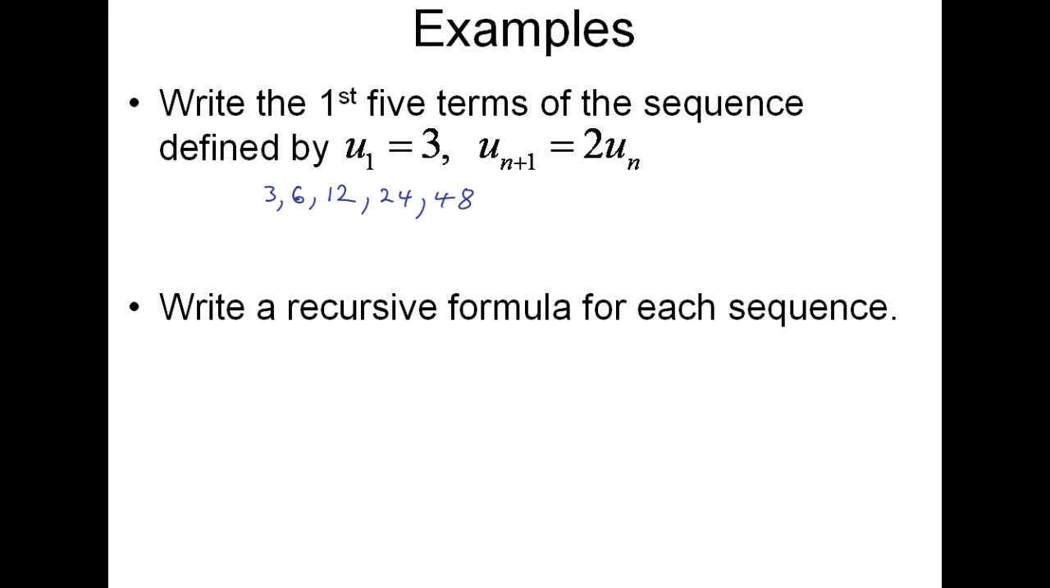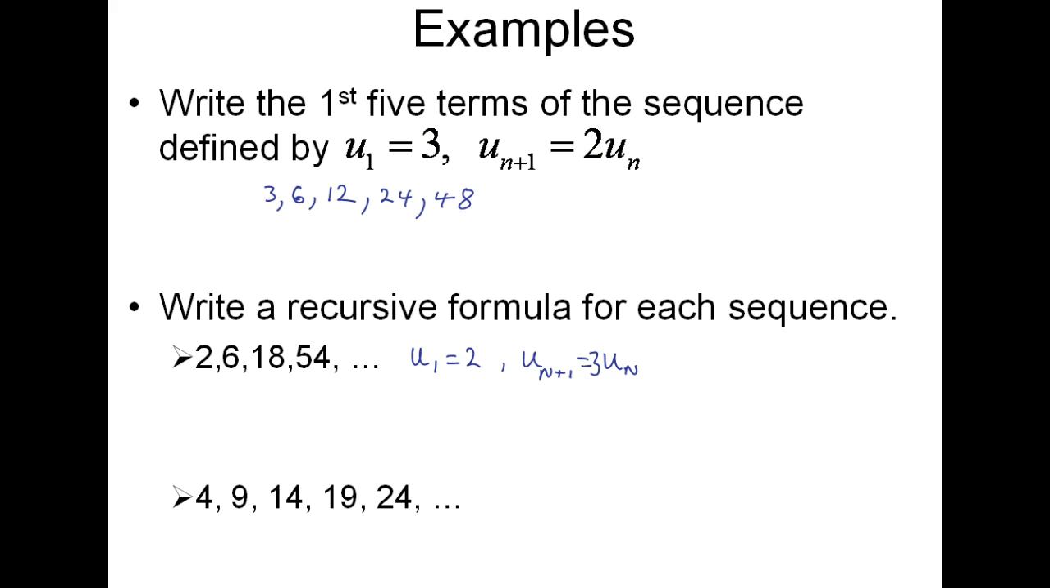Write a recursive formula for each of these sequences. So I've got 2, 6, 18, 54. So I know that my U sub 1 is equal to 2. And I look and see what's happening. It looks to me like it's been multiplied times 3. So U sub n plus 1 is going to be U sub n multiplied times 3. So 3 U sub n.